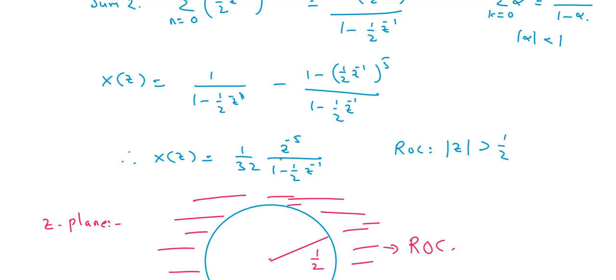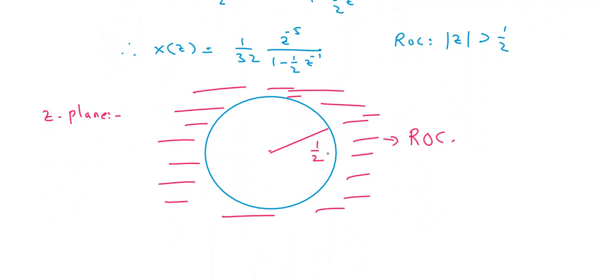Clearly this is a delayed version of the original signal 1 by 2 power n for all values of n starting from 0, and the delay is represented by z power minus 5. So the ROC is a region outside a circle of radius 1 by 2 on the z plane.